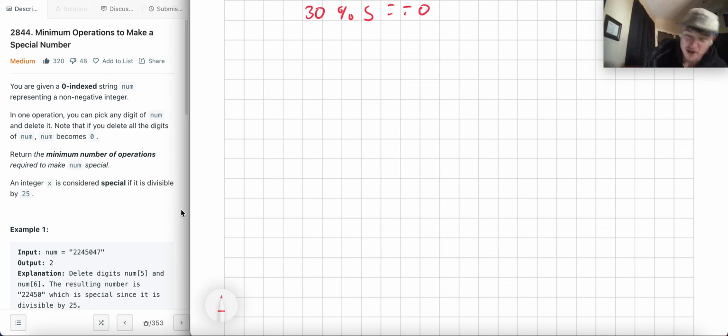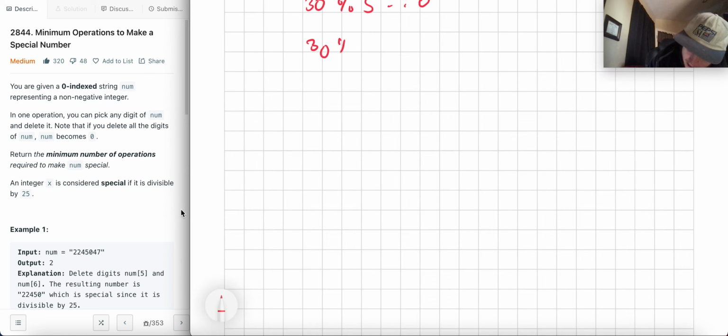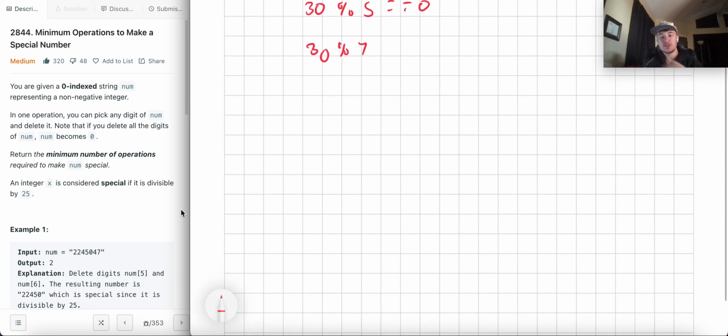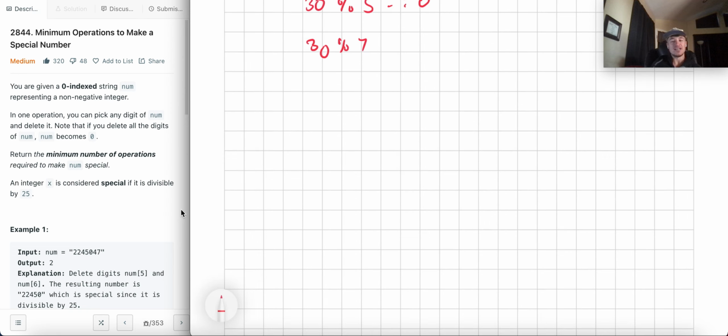But what is 30? And it feels good. It feels natural. When you divide something by a whole thing and it ends up being a whole number, it feels natural. But what if I say, what's 30 mod 7? So what's 30 divided by 7? You think about that and you just go, ugh. I don't like that at all.